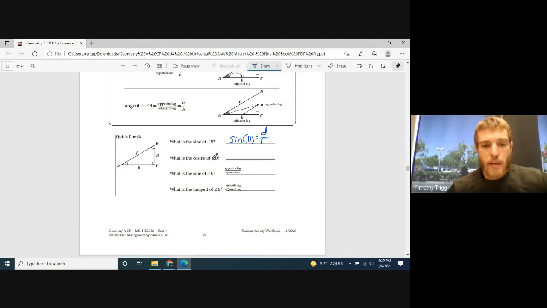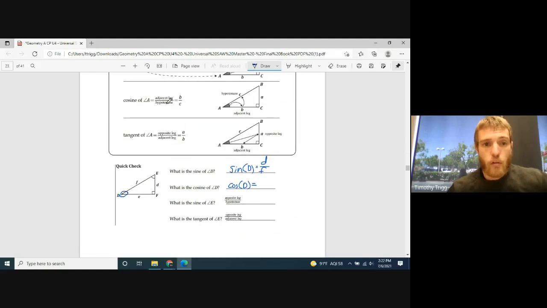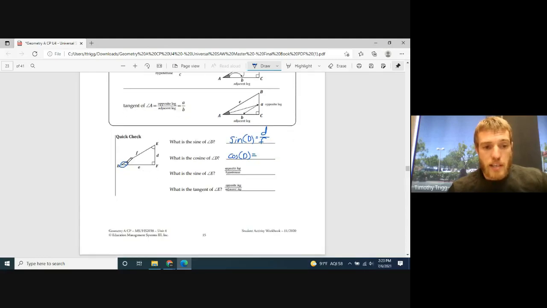What would be cosine of angle D? So again, looking from angle D, we want cosine. So what do we write? We write COS for cosine of D equals, now for cosine, we want the adjacent leg over the hypotenuse. So from angle D, since we're looking from angle D, the adjacent leg is E. And you go over the hypotenuse. So our hypotenuse is F. That doesn't change. The hypotenuse doesn't change depending on which angle you're looking from. The hypotenuse will always be F in this triangle.